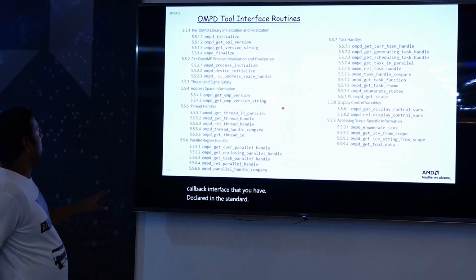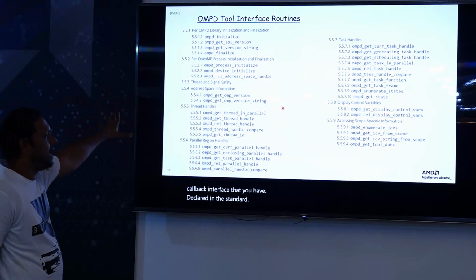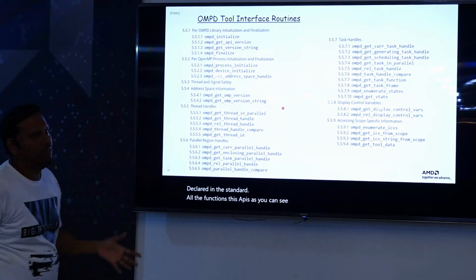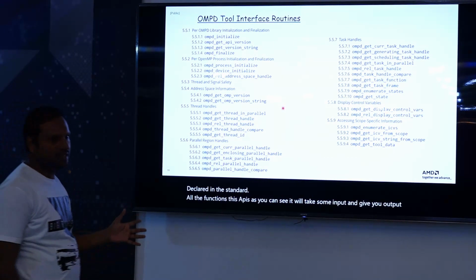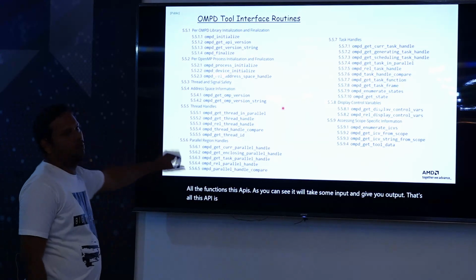And then this is the important thing. These are all the functions, just the APIs. As you can see, each gets some input and gives you output. That's all these APIs are. These are actually the core of libompd.